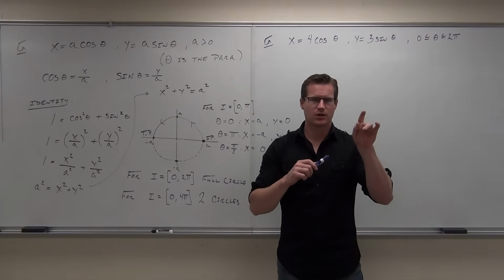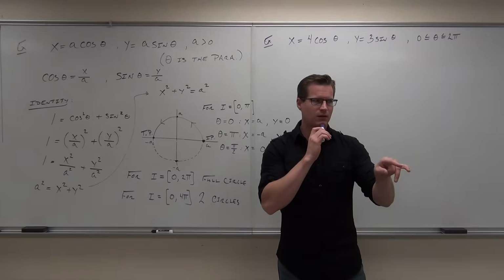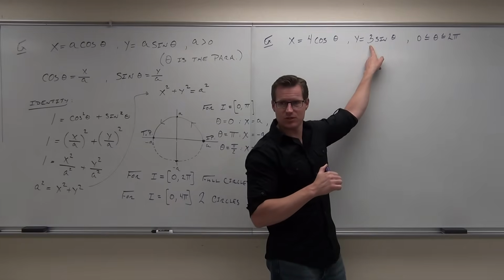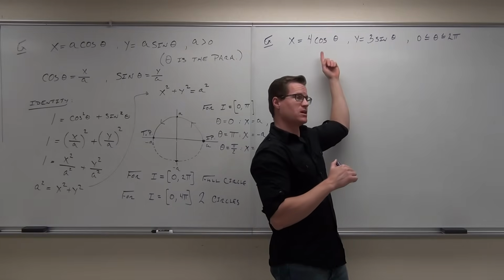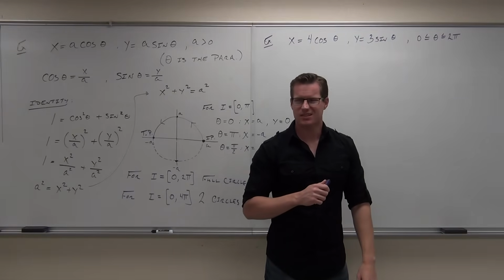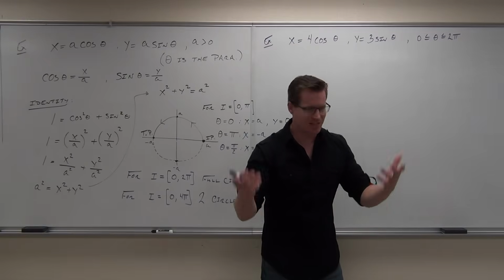True or false? This is a circle. False. Why? Because the radius is not the same. So if this had been 4 and 4, would that be a circle? Yes. If this had been 3 and 3, it'd be a circle. If it's 4 and 3, is it a circle? No. Is it similar to a circle? What do you think this is? It's an ellipse. You're exactly right.